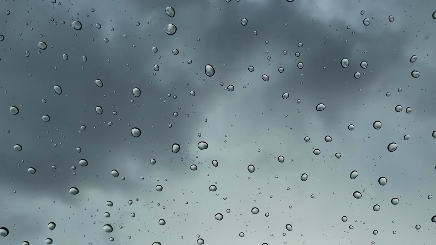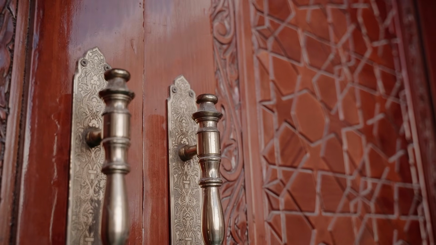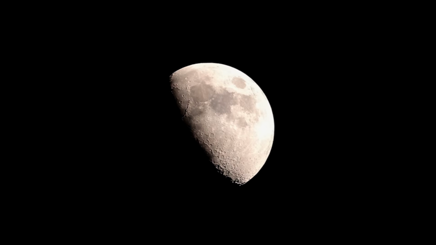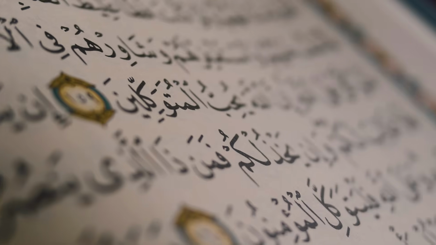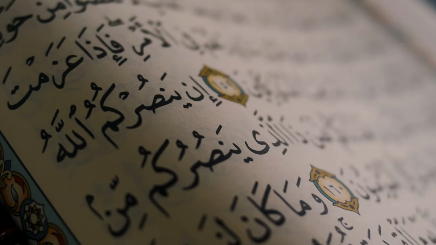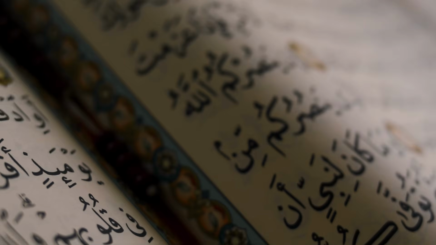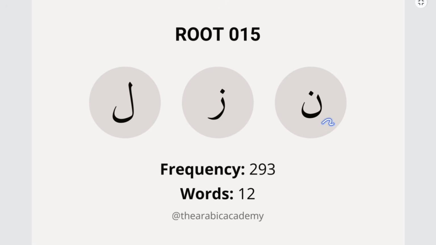Rain falling from a cloud, a guest arriving at your door, a moon moving through its phases, and the Qur'an being placed into the heart of the Prophet. What do these have in common? In Arabic, all four of these are described with the exact same three letters, na, za, la.